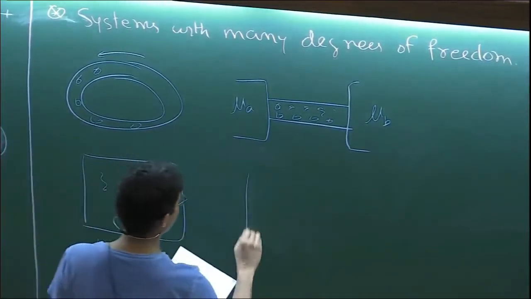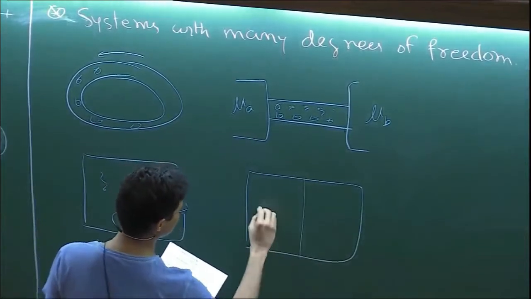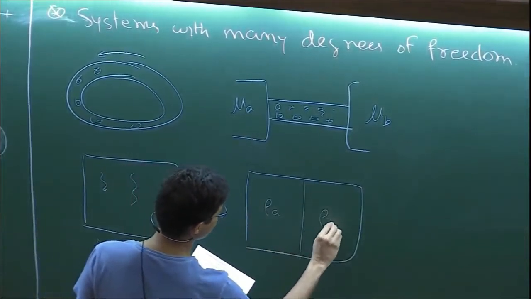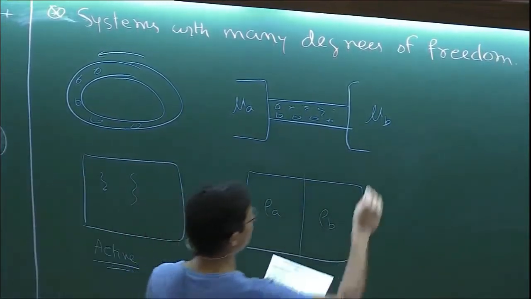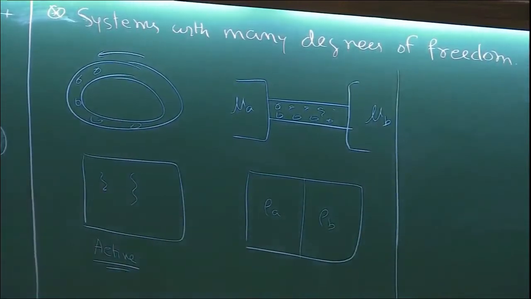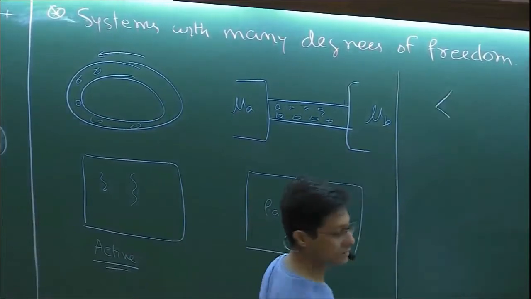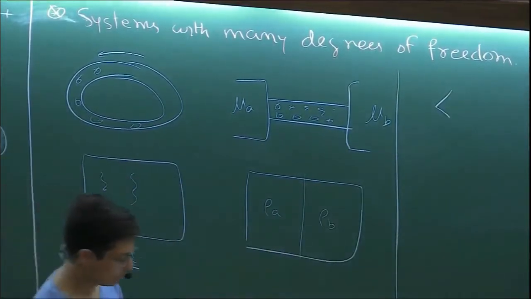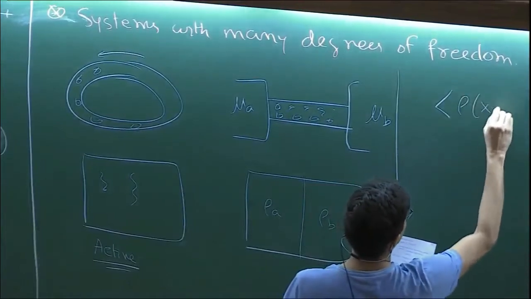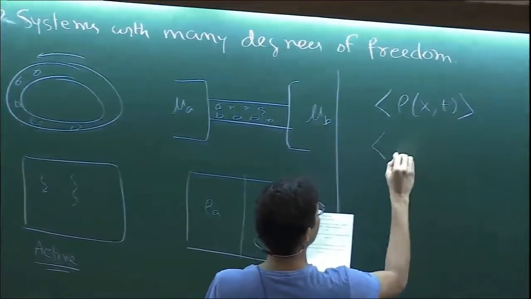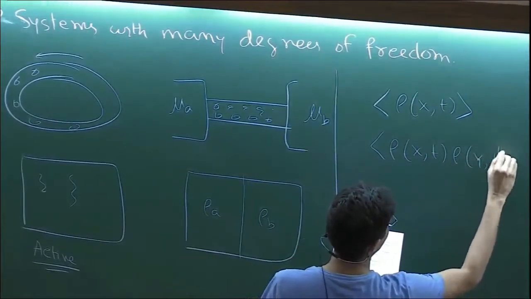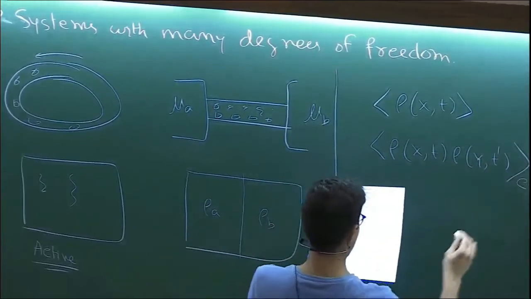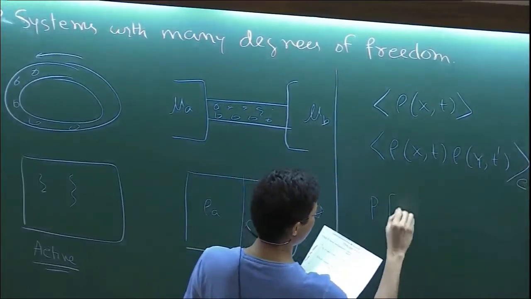And I could also think about systems where I start with a box with half of the system at some density rho A, and the other half at rho B, and I'm looking at the evolution. The kind of thing I'm interested in is the statistics of the slow modes in these systems. Essentially, if I look at some coarse-grained density profile of these particles, what is their average behavior? What are their correlations? And in general, what would be the full probability distribution?